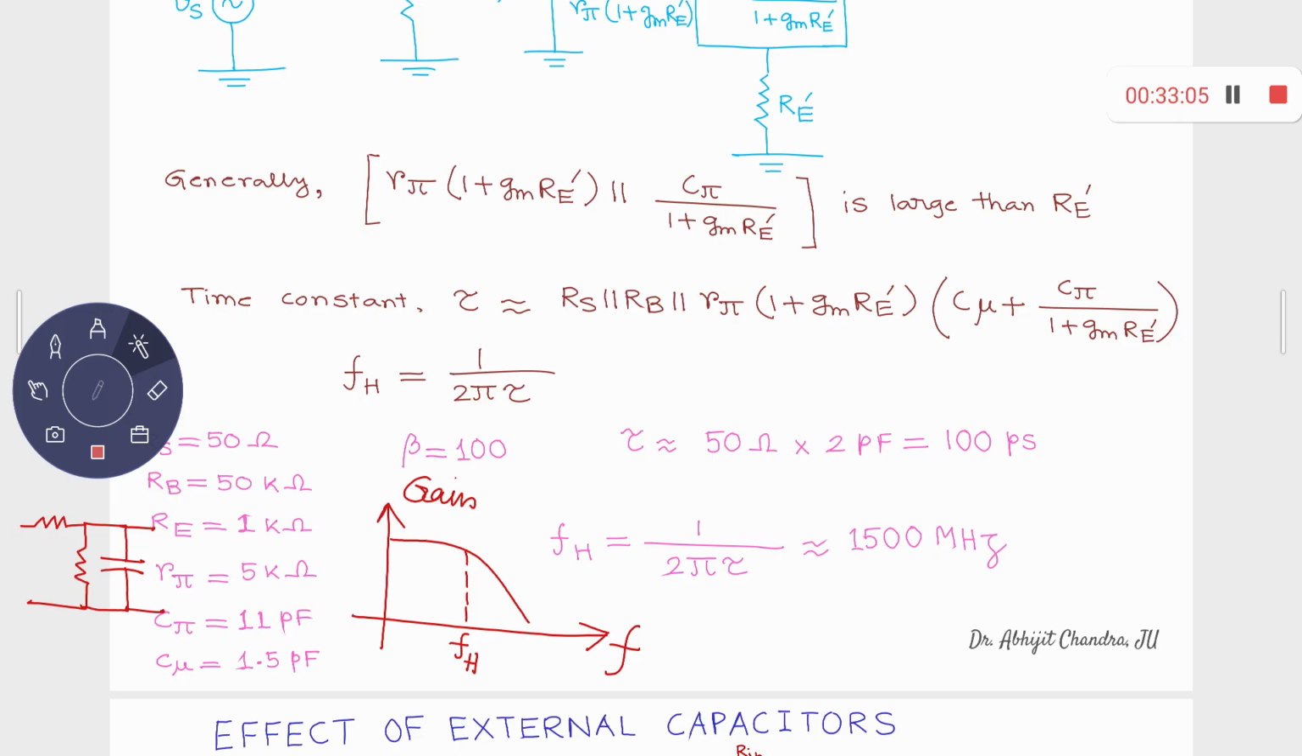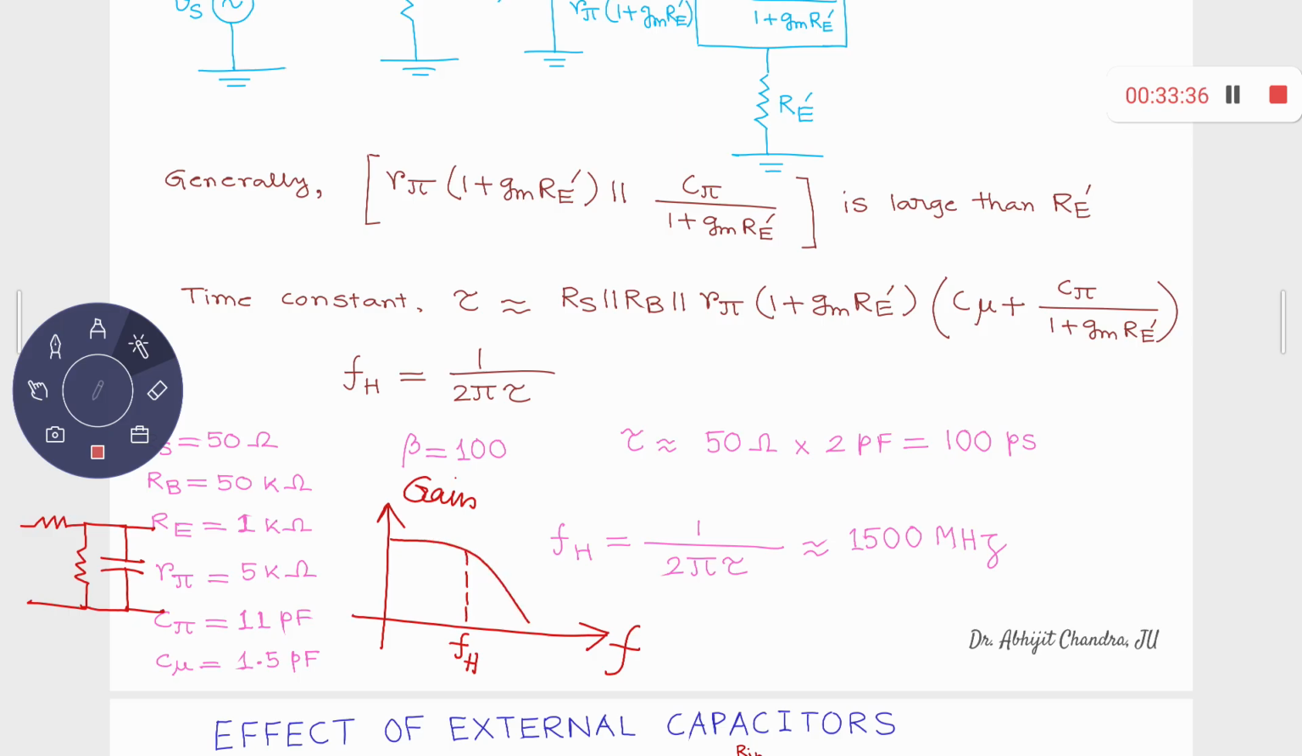As of now, both of these internal capacitors, Cpi and Cmu, for common emitter, common base, and common collector, are giving you the flavor of a low pass response. And accordingly, you have to identify the higher cutoff frequency. That higher cutoff frequency is sometimes 20 megahertz, sometimes 35 megahertz, sometimes 200 megahertz, sometimes 1500 megahertz, right? But the response is something like this. The low pass response.